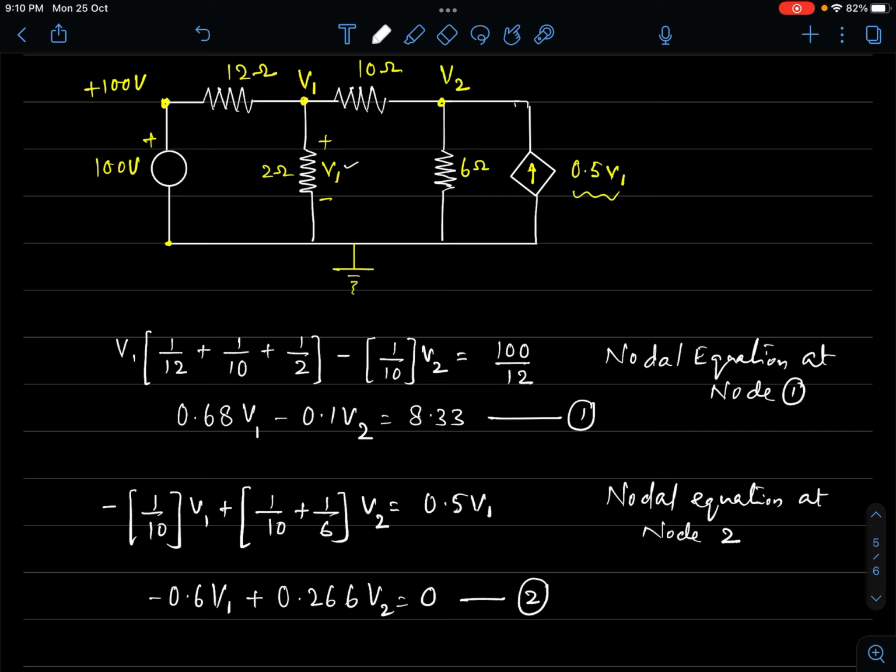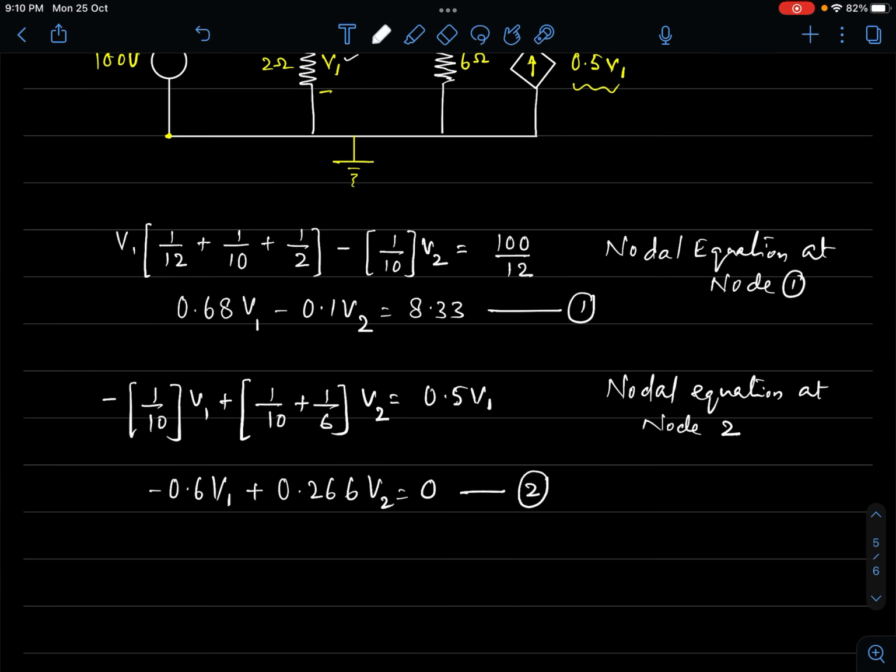Now we will solve equation 1 and 2. We have calculators to do it. We need not bother much. Okay, we will be solving, what is it we get? Solving equations 1 and 2, we will have to do by Cramer's rule.